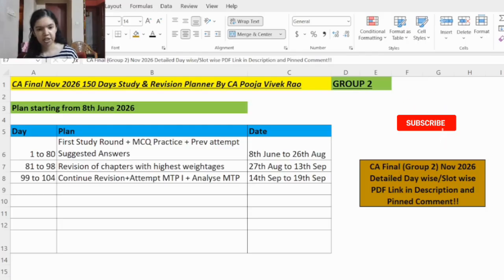And also this study planner includes revision planning. It includes structured revision cycles, and mock test paper practice along with analysis slots. And also mock test paper correction slots. Then RTP practice slots.